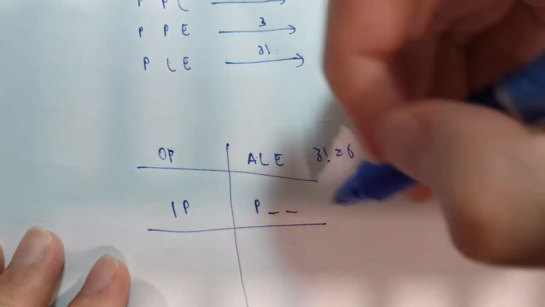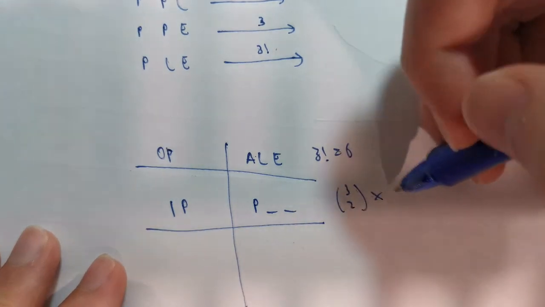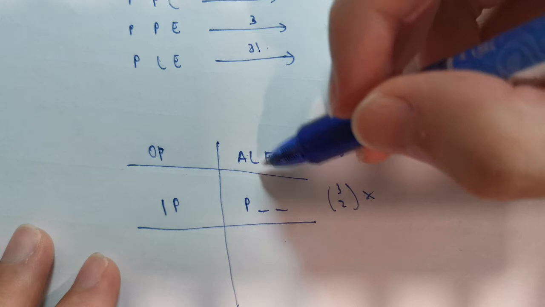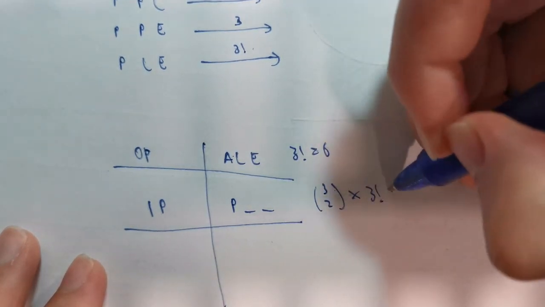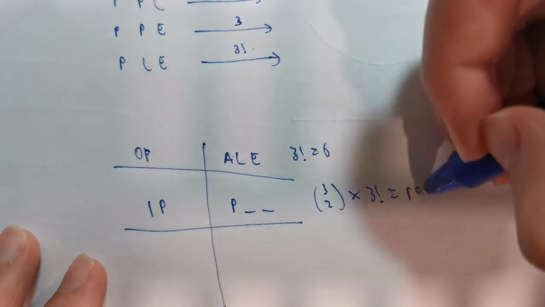Choose 2 to fit over here, so the number of ways is 3 choose 2 times 3 factorial, which is 18. Then what if there are 2 P's?